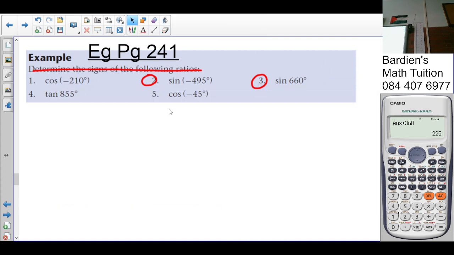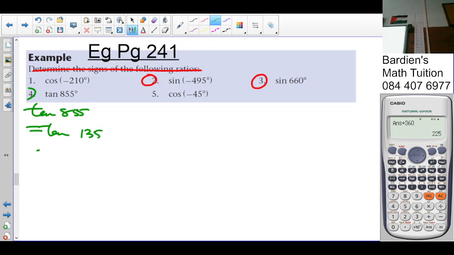Okay, number 4. We've got tan of 855. Which coordinate is that? So what do we do here? Subtract 360. What do we get? 495. Then 495 minus 360.